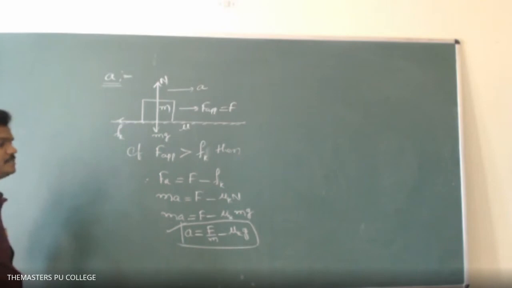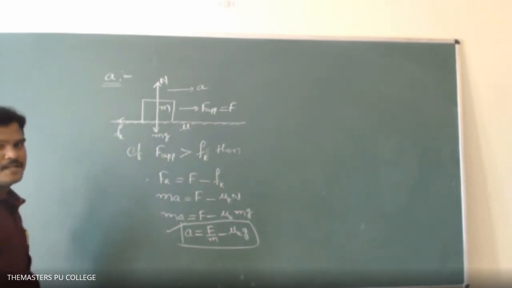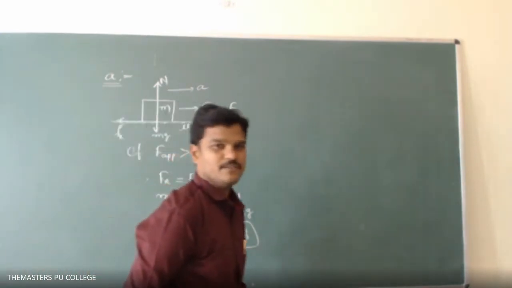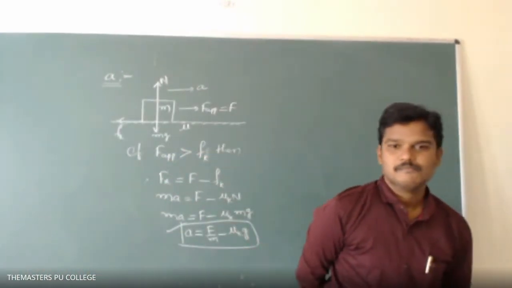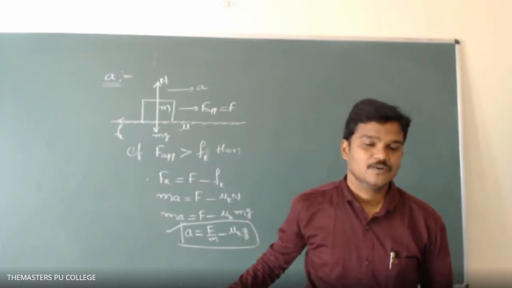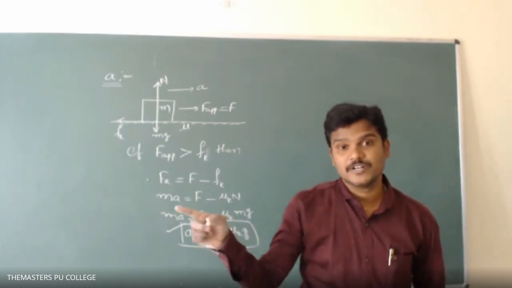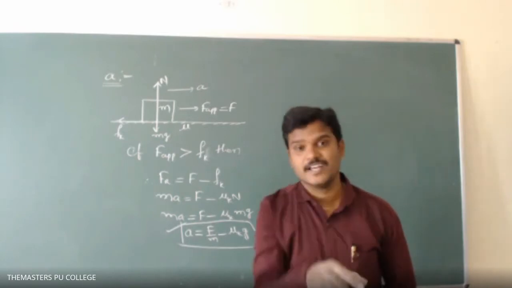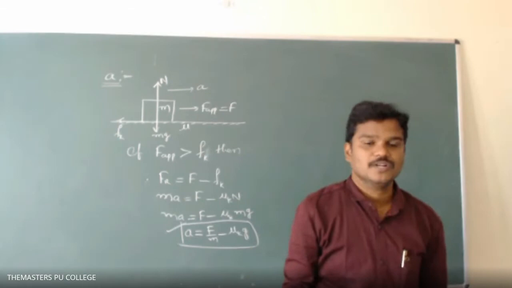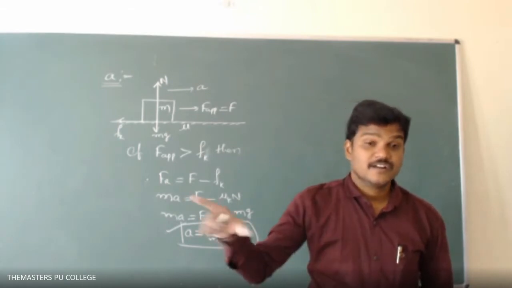F by m minus mu k g. If the applied force is not there, tell me with what acceleration the body will move? Minus mu k g. If F is not available, we can just write a as mu g. If a rough surface is there, then the body moves with an acceleration a, which is equivalent to mu k g.